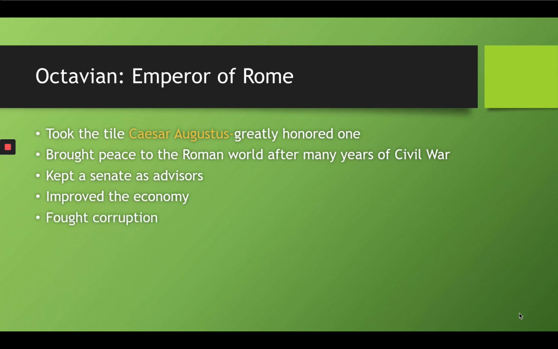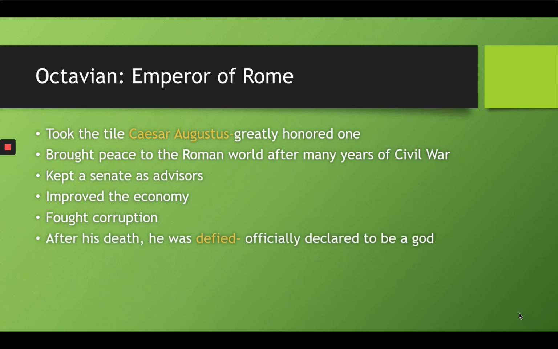He fights corruption, which is what a lot of the old Senate had that caused a lot of the civil wars and the problems to begin with, and so he makes it one of his goals to fight that corruption and keep the government from being corrupt again.